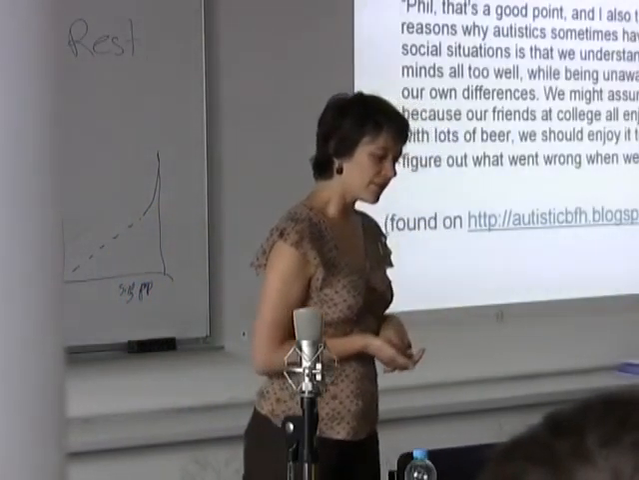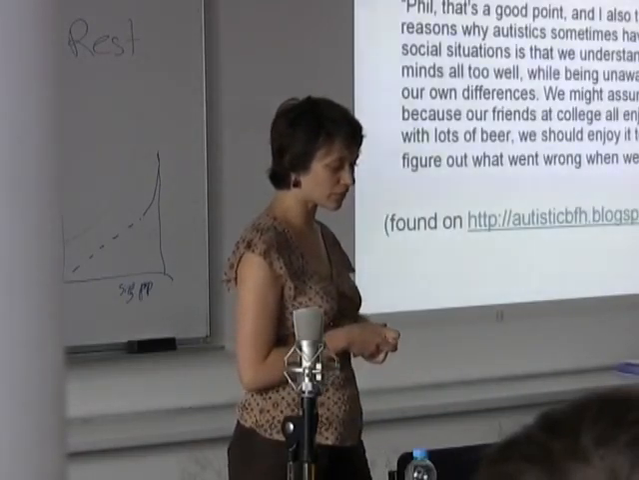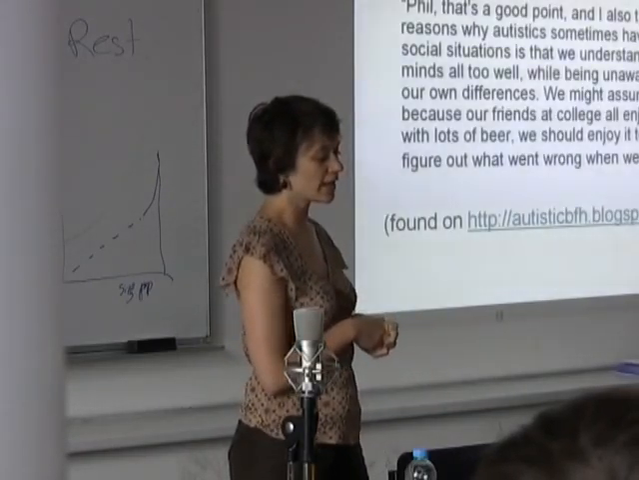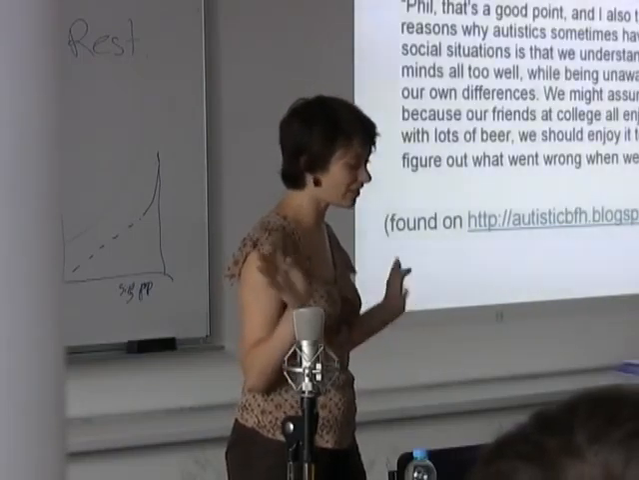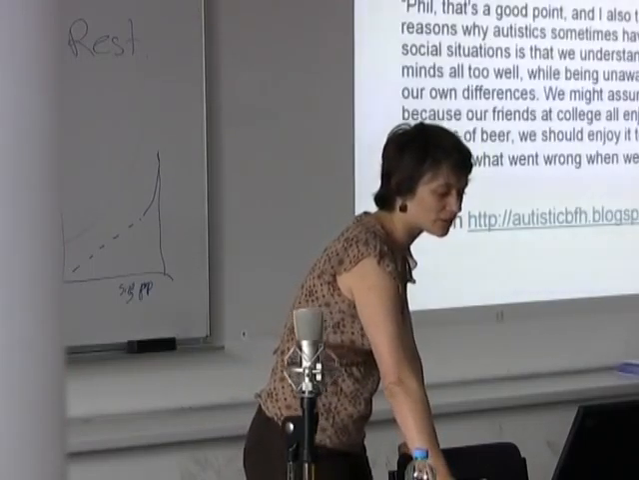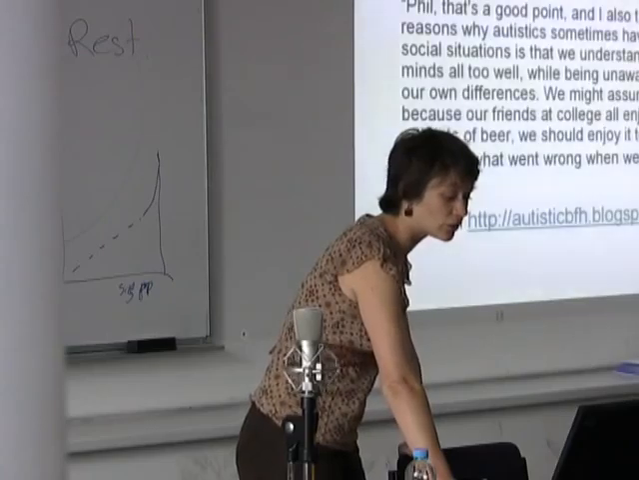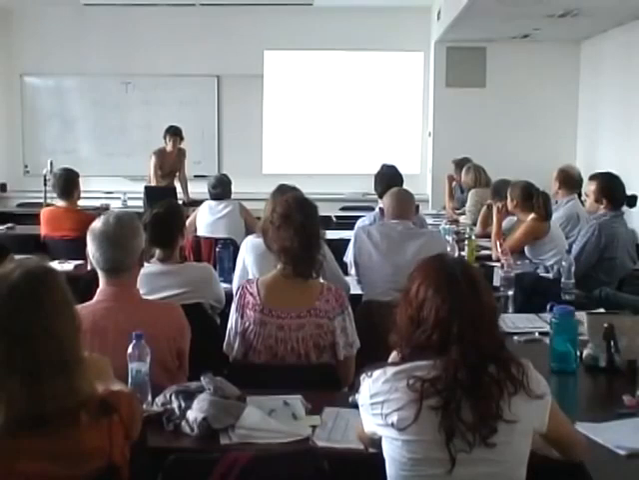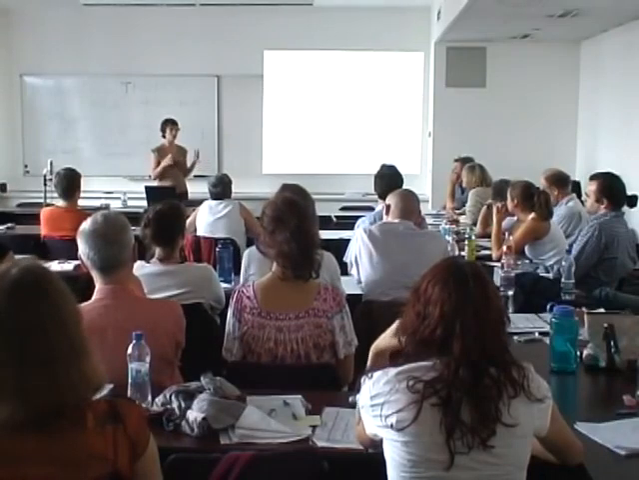He writes, "Phil, that's a good point, and I also think that one of the reasons why autistics sometimes have trouble with social situations is that we understand other people's minds all too well." So he's saying we don't have a theory of mind deficit. "We might assume, for instance, that because our friends at college all enjoy a big noisy party with lots of beer, we should enjoy it too, and then we can't figure out what went wrong when we don't." So he's saying, I know what I'm supposed to do, but I just don't take any pleasure in drinking beer with people.